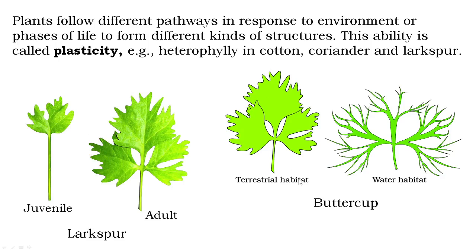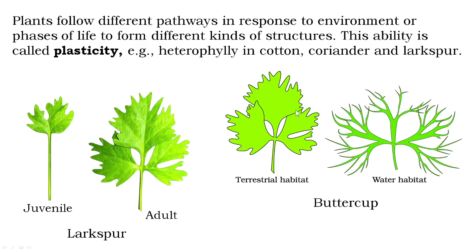And another example, buttercup. In the terrestrial habitat, it gives a different type of leaf, and in a water habitat, it gives a completely different type of leaf. This depends upon the external environment. The plant seems as if it is responding to the environment.